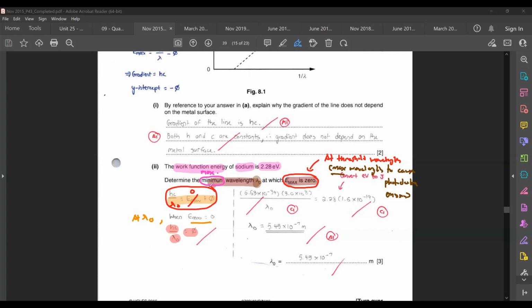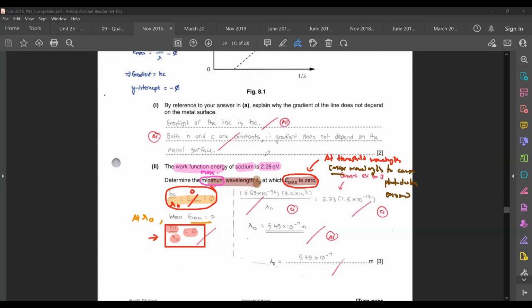You can actually just start off with this equation straight away without doing whatever is at the top there. The top part is kind of like explanation. In your exam, you can just start from here straight away: hc over lambda naught equals phi. And then after that, you just sub in the relevant values to get your threshold wavelength.